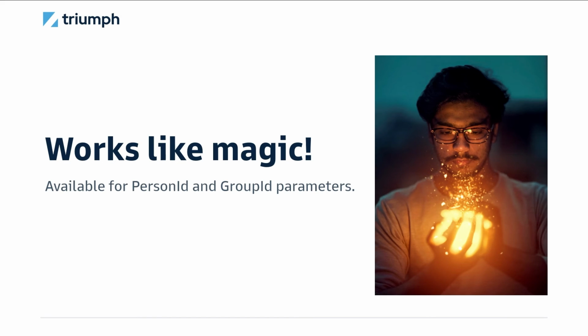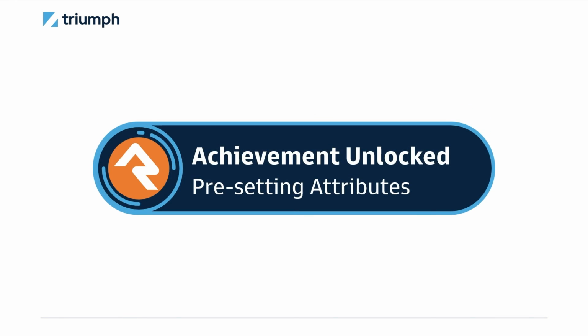So this is available for person ID and for group ID parameters. If I pass in a person ID in the page parameter or a group ID, Rock is going to go and get that corresponding record and pass it in as the workflow entity.